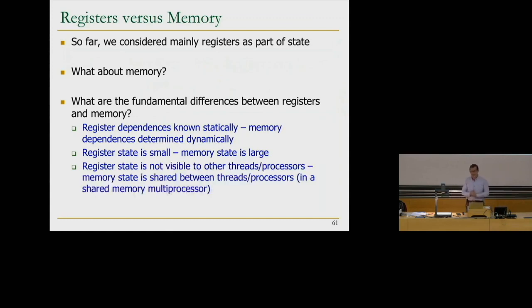And the register state is also interesting, but we're not going to tackle it as much. If you look at other threads or processors, they don't share the registers normally. Whenever you write a multi-threaded program, for example, different threads don't share registers, so you don't need to worry about them. But memory state in a shared memory multiprocessor, which is most of what multiprocessors are today, is shared between different threads and processors. And this could cause headaches if you update memory state in an out-of-order manner. But we don't want to update memory state out of order anyway. But we're not going to tackle this one. But this is another difference between registers and memory.